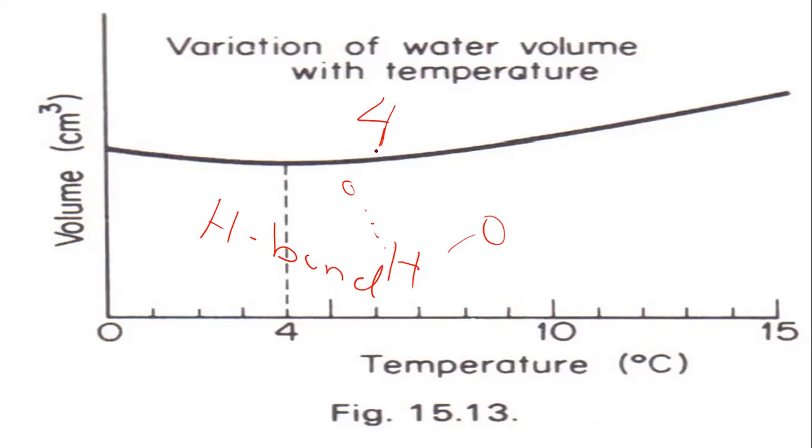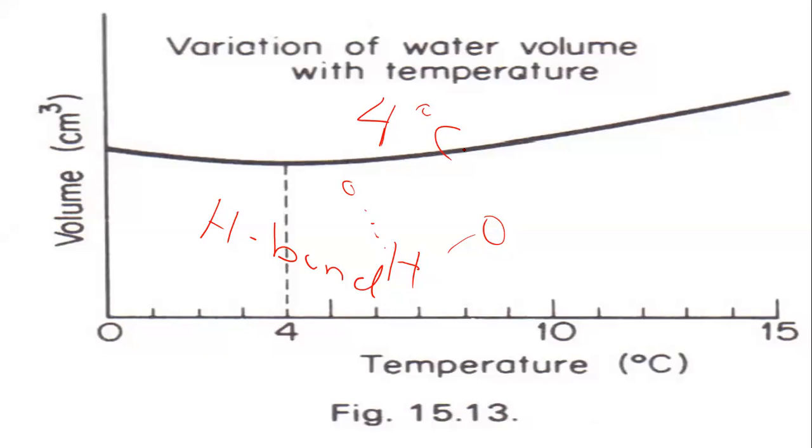At a very, very low temperature, 4 degrees Celsius, this bond will start to be very effective and will start to show some kind of anomalous behavior of water. As I told you before, the normal behavior of water at 4 degrees is that it has to contract. But thanks to the hydrogen bond, it will just let the water expand.